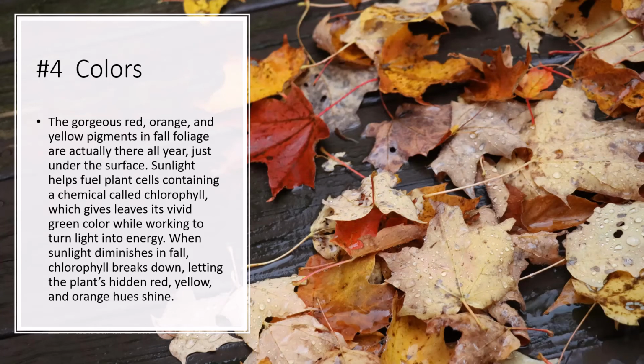The gorgeous red, orange, and yellow pigments in fall foliage are actually there all year, just under the surface. Sunlight helps fuel plant cells containing a chemical called chlorophyll, which gives leaves its vivid green color while working to turn light into energy. When sunlight diminishes in fall, chlorophyll breaks down, letting the plant's hidden red, yellow, and orange hues shine.